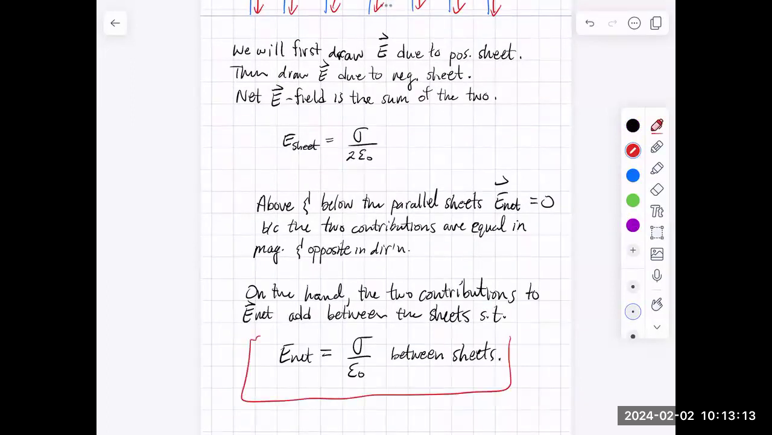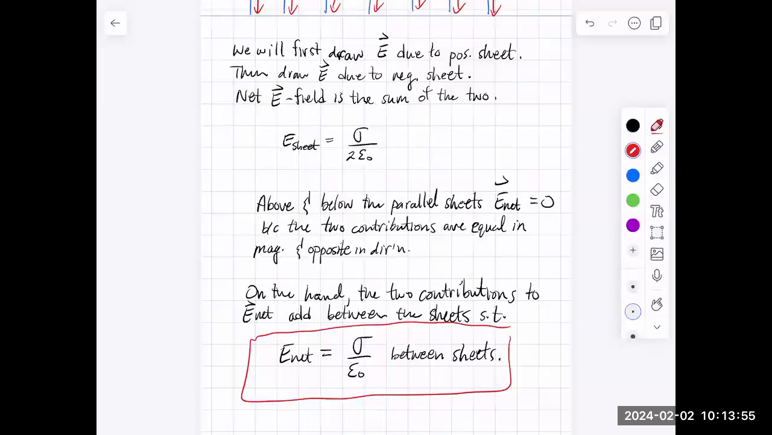All right, and what's nice about this is that these parallel sheets give us a way of creating a perfectly uniform electric field that exists in a confined region of space. It exists only between the two sheets, and the electric field is 0 everywhere else. So that's very useful to be able to make these uniform electric fields. A lot of the problems that we've done so far involve something in a uniform electric field. And so here's an actual practical way of creating that type of environment.